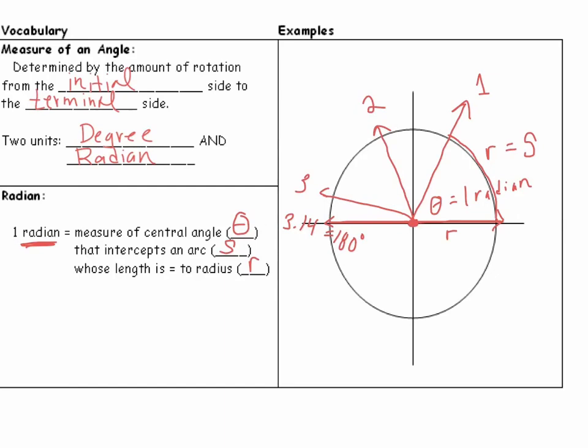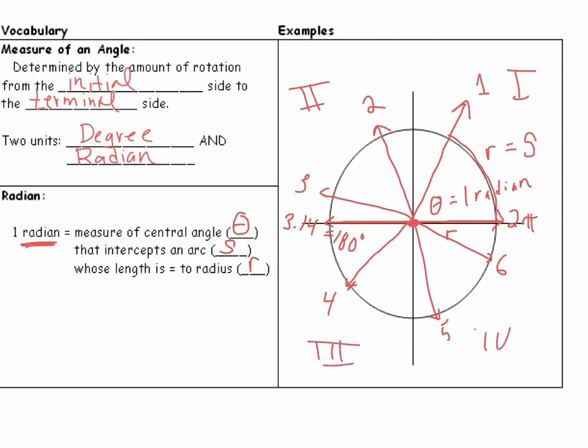So that's 3.14 radians. So 4 radians kind of pops us down in here. 5 radians is like right in here. 6 radians, like right in there. So that 6.28 radians, or 2 pi radians, gets us the whole way around the circle. And this was quadrant 1, this is quadrant 2, this is quadrant 3, this is quadrant 4. So those are our whole number radians.